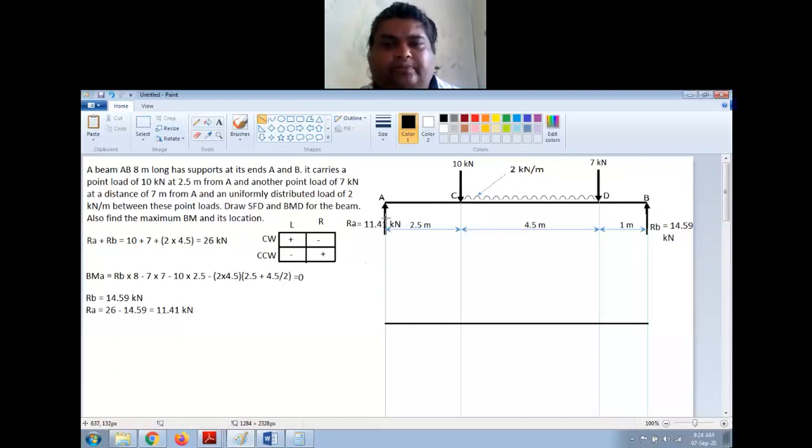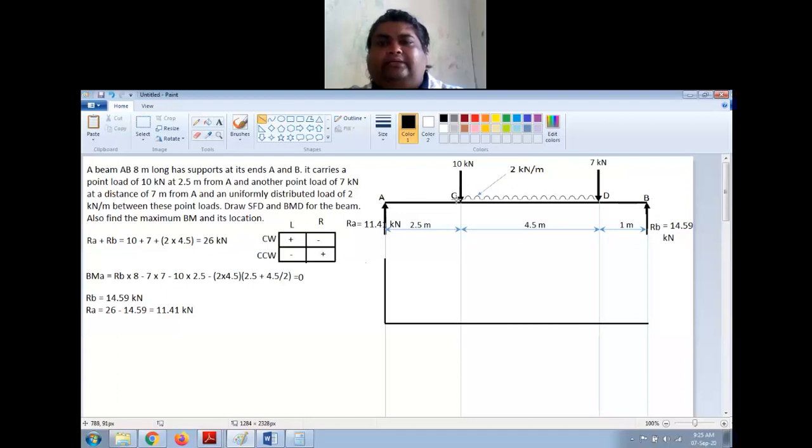What you have to do is start from the left end. Always start from this extreme left end. Now at the extreme left end, I have the reaction of 11.41 kilonewton. So these are all approximate. You don't have to take a scale like 1 centimeter is equal to this much and try to draw. No, you don't have to do anything like that. You just have to do an approximately proportionate drawing. That's all. The shape is more important.